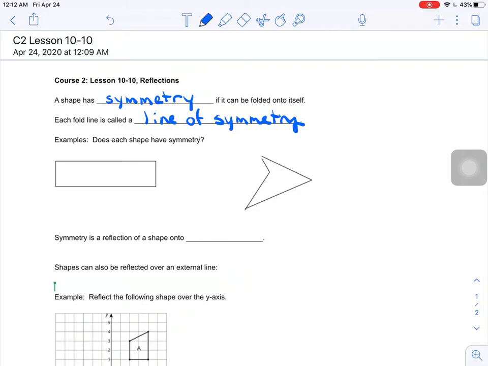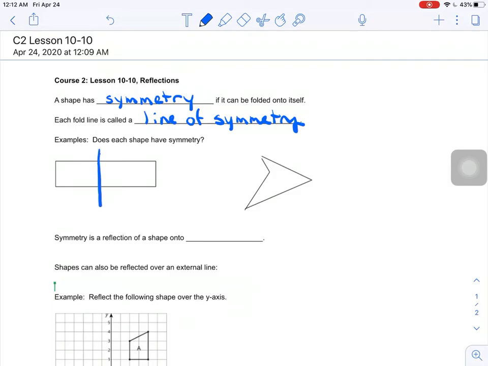So some shapes can be flipped onto themselves and some shapes cannot. So if a shape can be folded or flipped onto itself, then we say it has symmetry. And if it can't, then we say it doesn't have symmetry. So these are a couple of examples. So this is a rectangle. So a rectangle has a couple of different fold lines. And this is a rough sketch, so it might not be exact, but you get the idea.